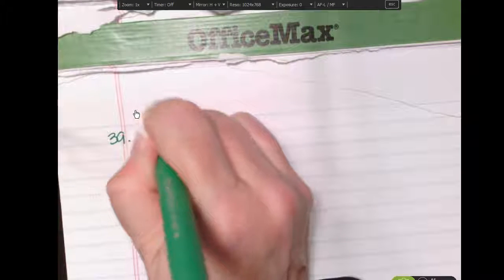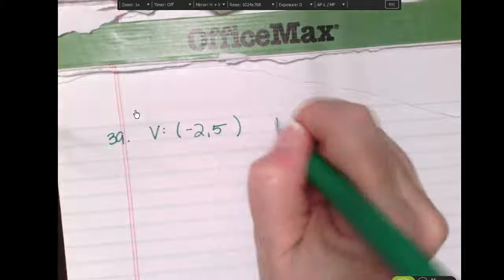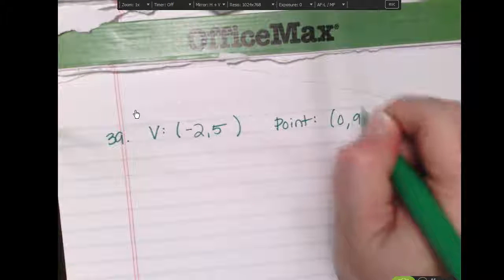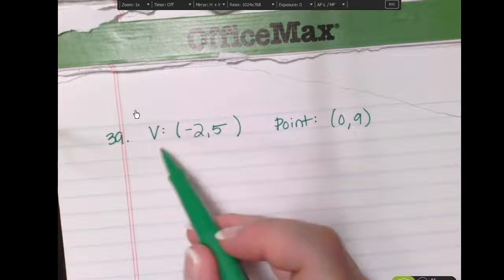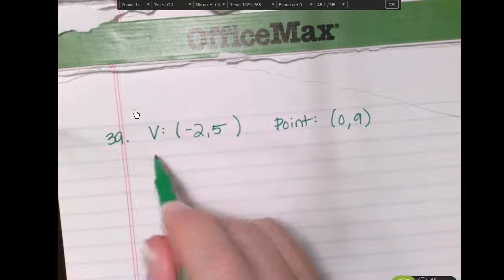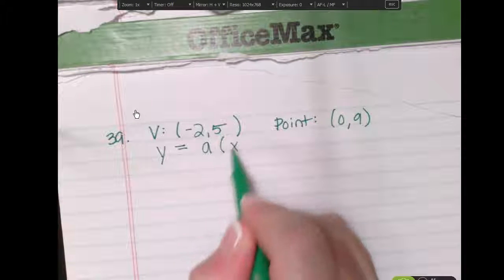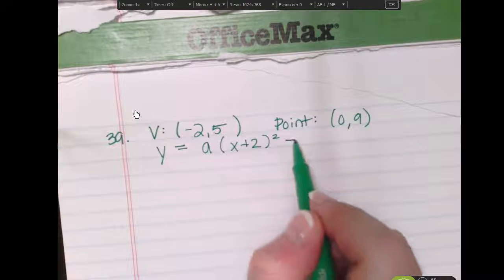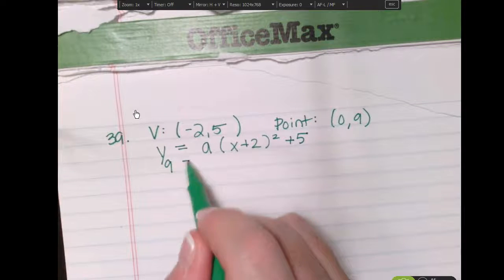We're given the vertex and a point. So in number 39 the vertex is -2, 5, and the point is 0, 9. So I'm basically going to do the same thing I did in the last problem, and I'm going to write out my equation, and I'm going to substitute my h and my k. So minus 2 is +2, and then +5. And then I'm going to substitute my point so that I can go back and find a.